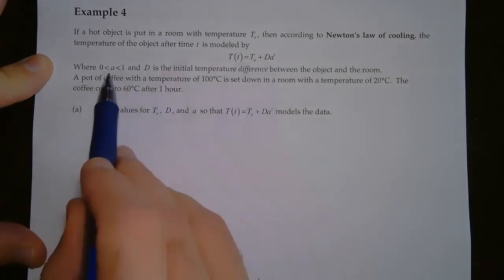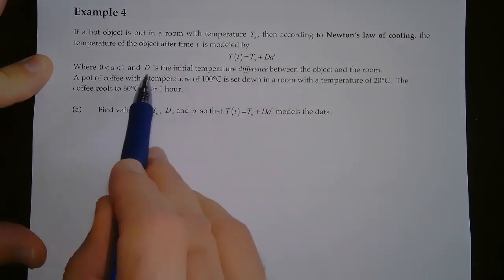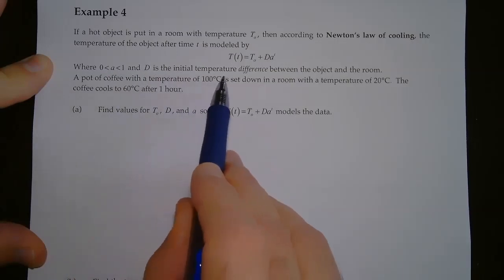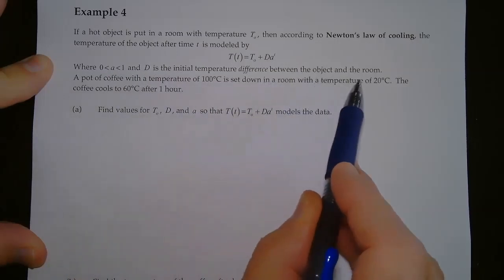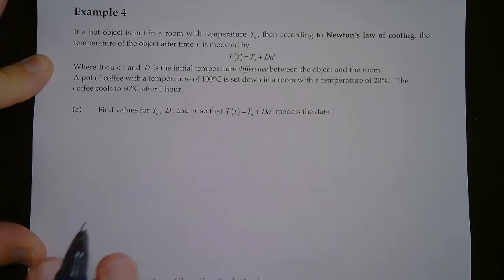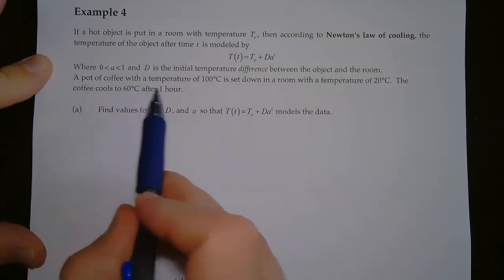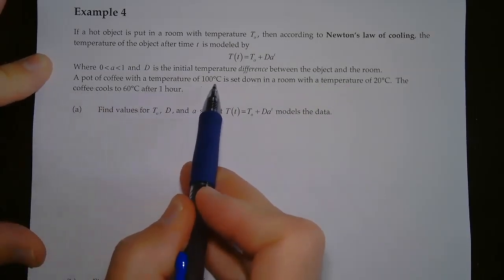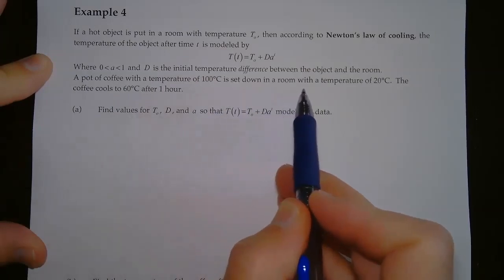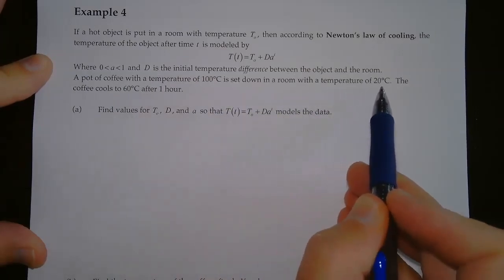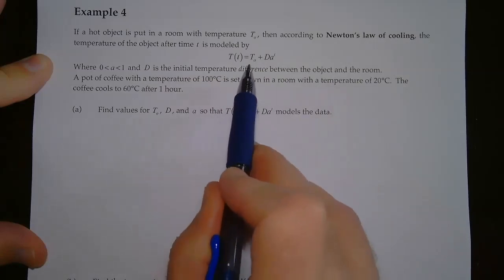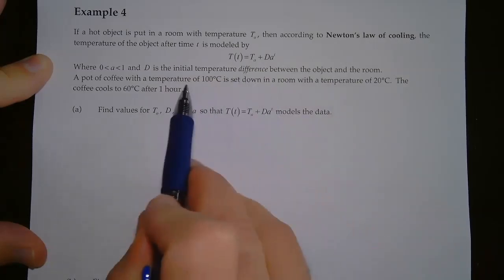So this a has to be a number between 0 and 1. D is the initial temperature difference between the object and the room. A pot of coffee with a temperature of 100 degrees Celsius is set down in a room with a temperature of 20 degrees Celsius. This is T sub O. What's going to happen here?